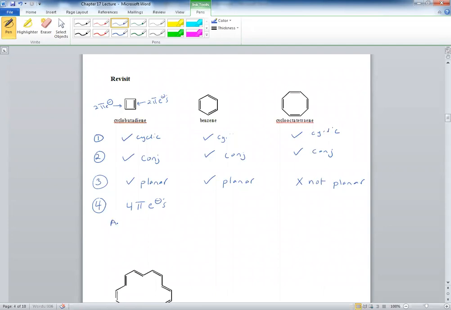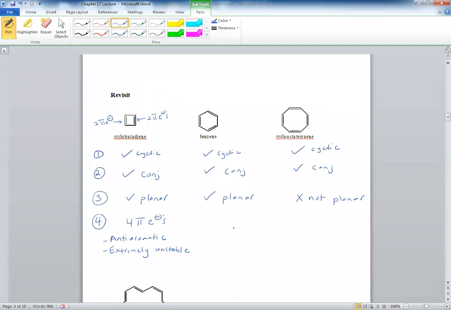This is anti-aromatic, which explains why it is extremely unstable. We already talked about how this was found out to be extremely unstable. It's because it's anti-aromatic.